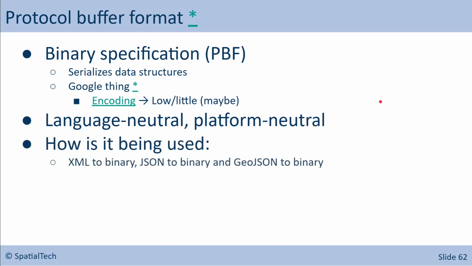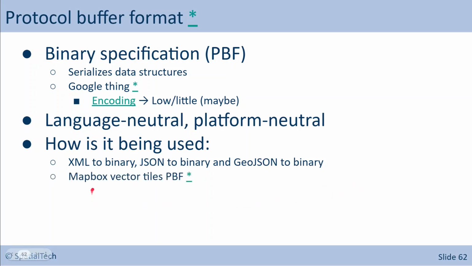How is it being used? XML to binary, JSON to binary, GeoJSON to binary. We can use this protocol buffer format to shrink the size of the GeoJSON. The idea is that it's still going to be JSON, or some type of XML like KML. It's just that as we move it, we switch it to binary so it's smaller, because the choke point is the bandwidth.